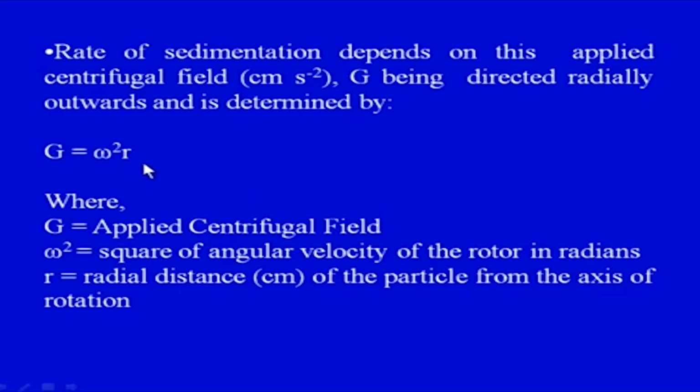Omega is the angular velocity, and this is the square of angular velocity, and r is the radial distance in centimeter, and angular velocity is in radian per second. r is the radial distance of the particle from the axis of rotation. So, that is how a particular centrifugal field is experienced by a particle, and the rate of sedimentation will depend on that particular centrifugal field.